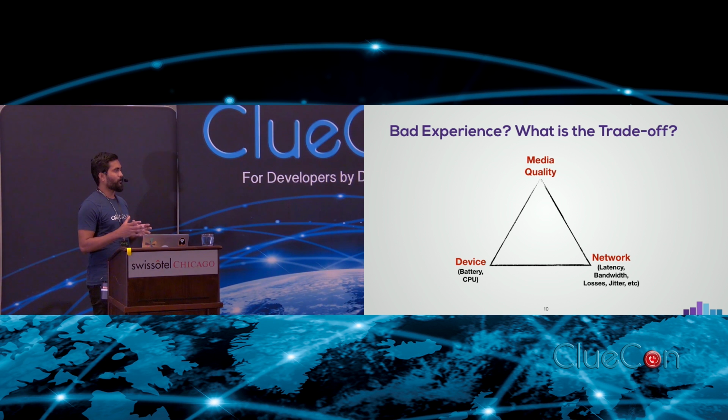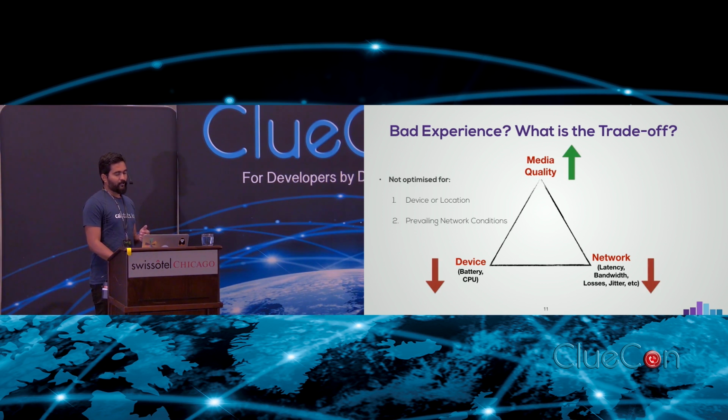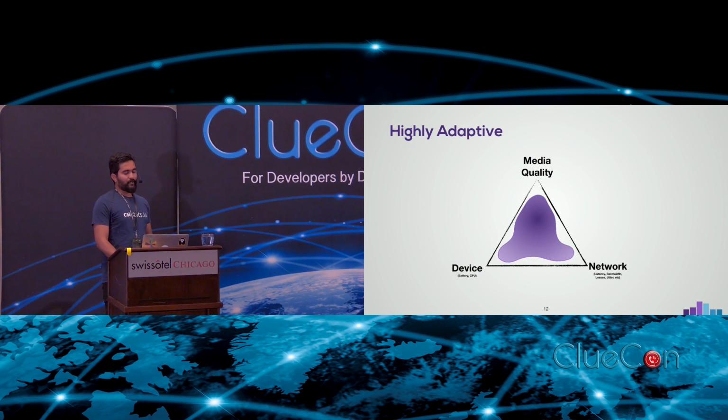You can have a really good network and media quality, but because you are not connected to a power source, your battery or device side is gone. Or you can be connected to a power source, so you don't have to worry about the device part, but the network quality might be really bad. So bad quality is usually attributed to the fact that most applications don't take into consideration the device, location, or the prevailing network conditions. So what is the optimal scenario? It's a highly adaptive scenario where, let's think, you're at home and connected to a power source.